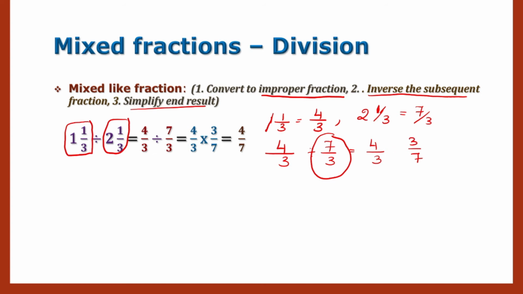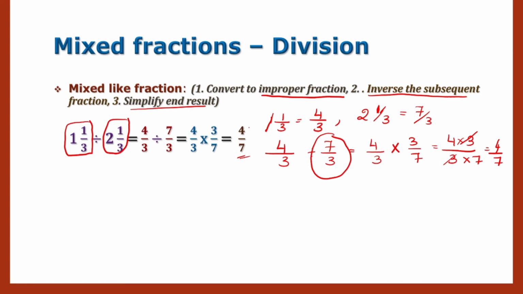And then our multiplication is here. So then we just multiply the two numerators, which is 4 into 3 divided by 3 into 7. The 3 and 3 can get cancelled, which is equal to 4 by 7. So the answer is 4 by 7.